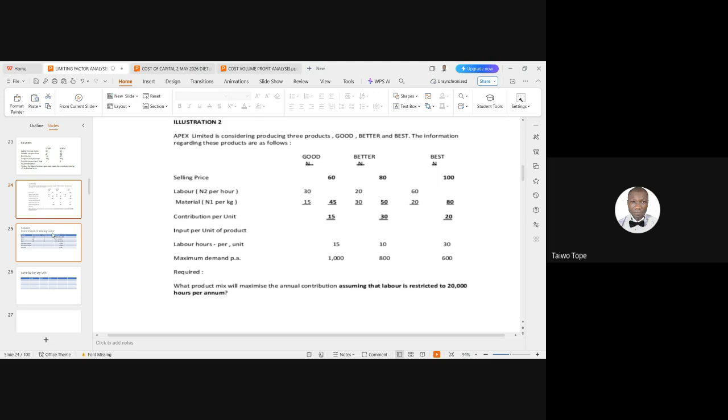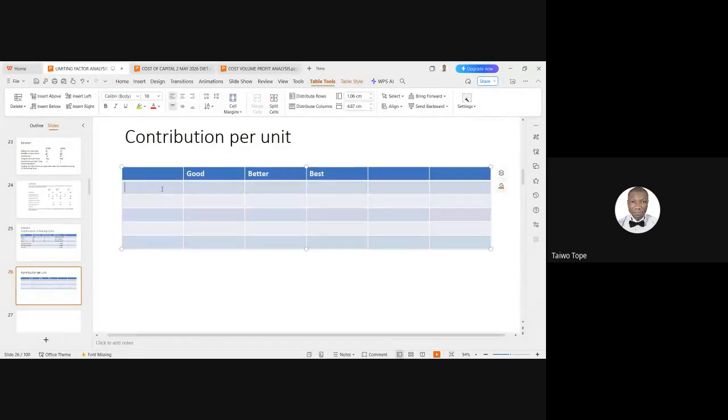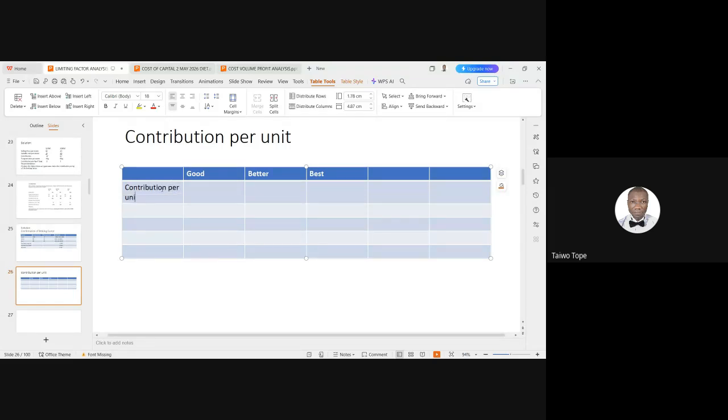So let's march on. They've given us contribution free of charge. You don't need to compute that again. It's just for us to write it. So contribution per unit. For Good, what is it? 15. For Better? 30. For Best? 20.